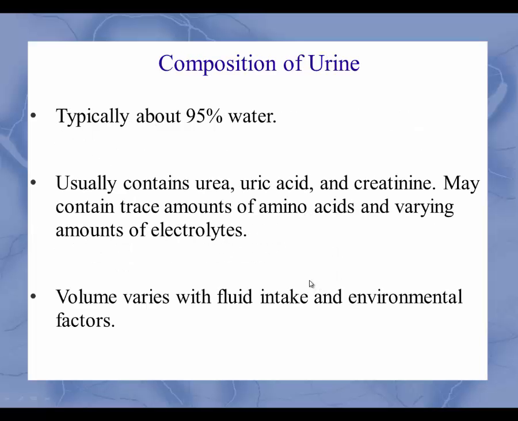Alright, the composition of urine. Of course, as you would imagine, 95% or so water. And within the urine, you'll find uric acid, urea, and creatinine. You may have some amino acids and electrolytes. There are some things that should not be in urine, some things that should be in urine. And of course, the volume of what you pee out will depend on your intake and environmental factors. If you drink a lot of water, you're going to pee a lot. If you don't drink a lot of water, you're not going to pee a lot.